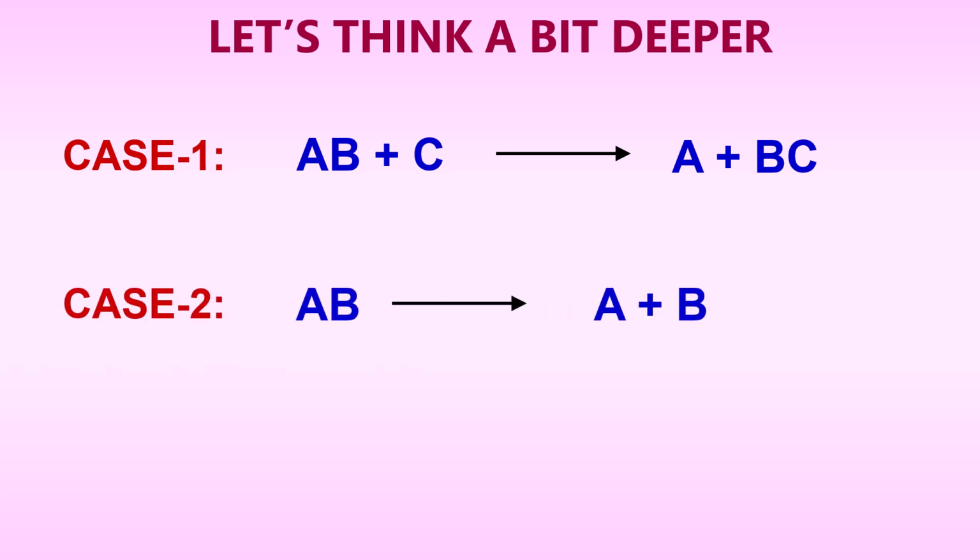And in the second case, when the number of molecules increases during the reaction, for example, AB gives rise to A plus B, here one reactant molecule splits into two product molecules. So more molecules are present in the system, leading to more collisions. In this case, the reaction rate should actually increase.